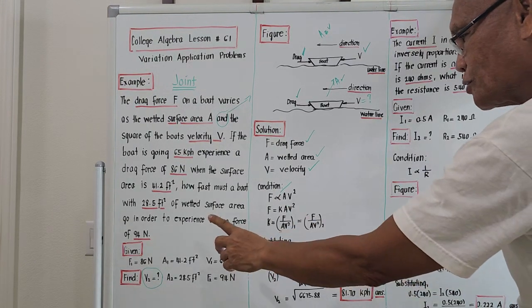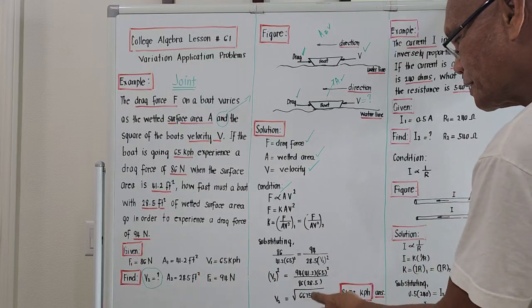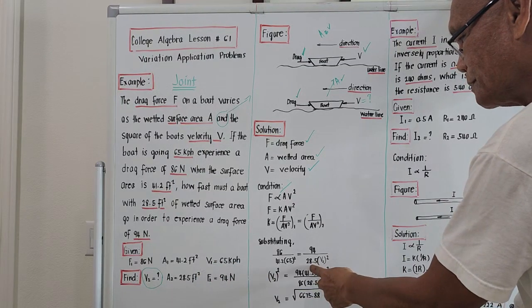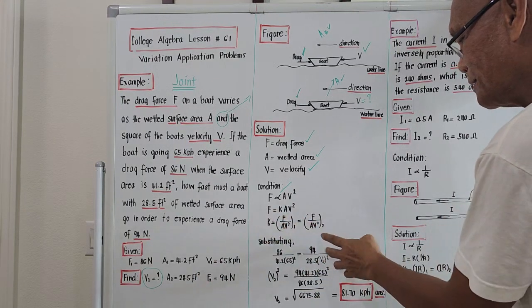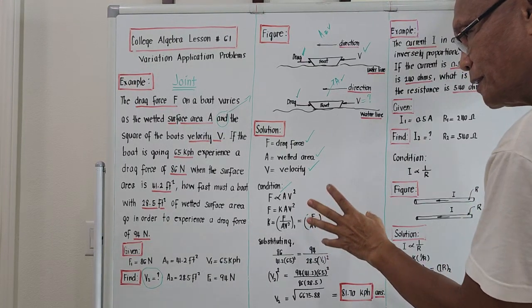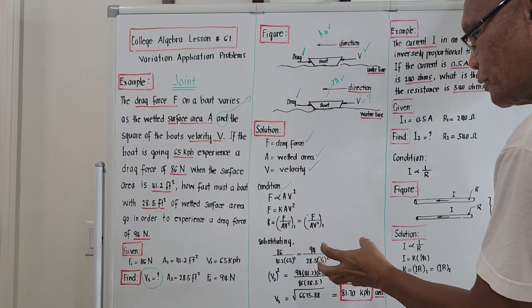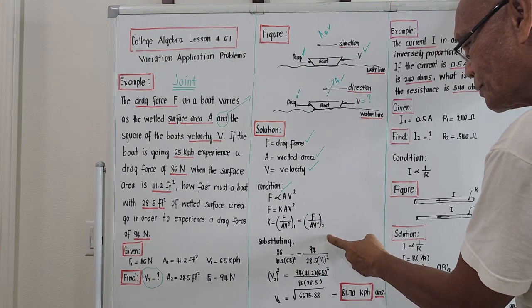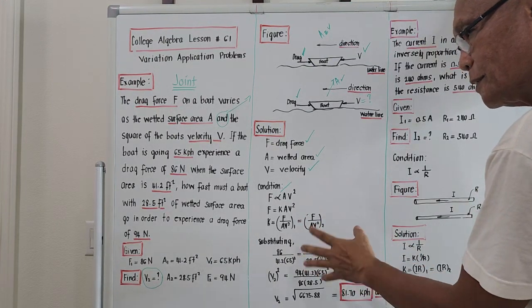The new surface area that is exposed to water is 28.5 square feet. Times, on this equation, this is the one we are looking for, the second speed at which the given condition, 94 newtons in 28.5 square feet, comes out.